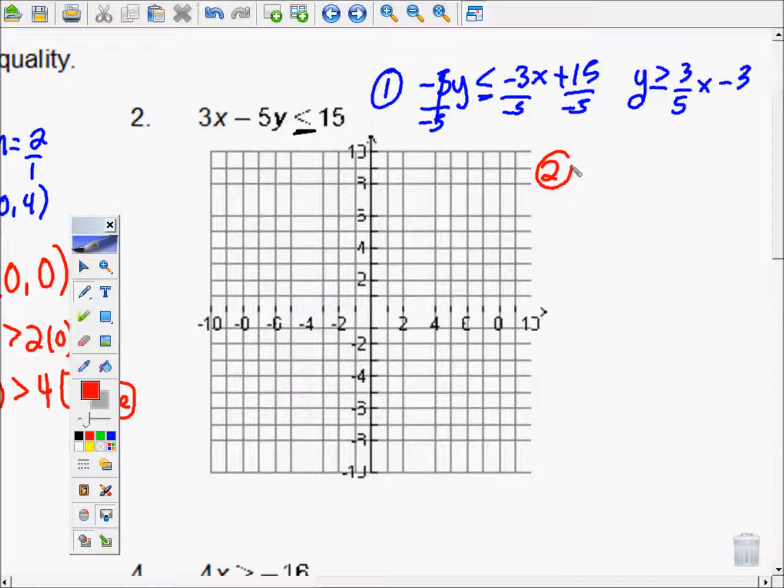Identify my slope. What's my slope? 3/5. And where's my intercept? Negative 3. So (0, -3) is my starting point. So I'm going to go to (0, -3), and from there I'm going to go up 3 and over 5. Up 3, over 5. And then I'm going to go down 3 and over 5. Is it a dotted or solid boundary line? It is a solid boundary line.